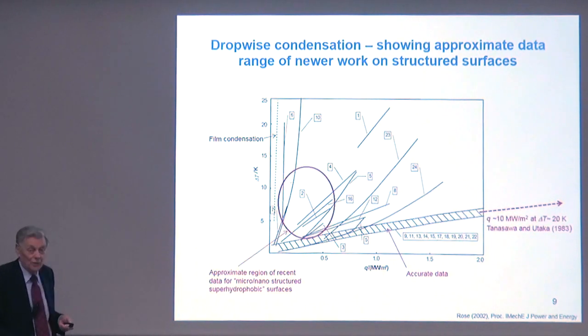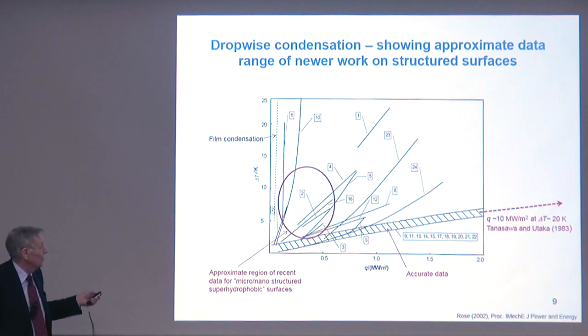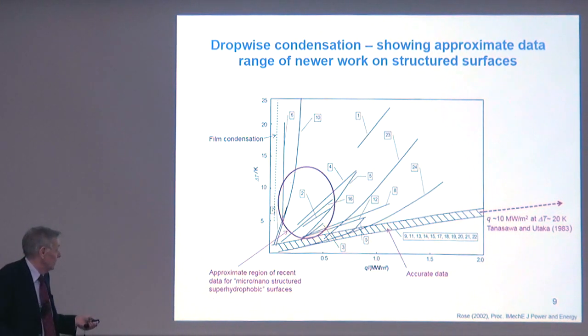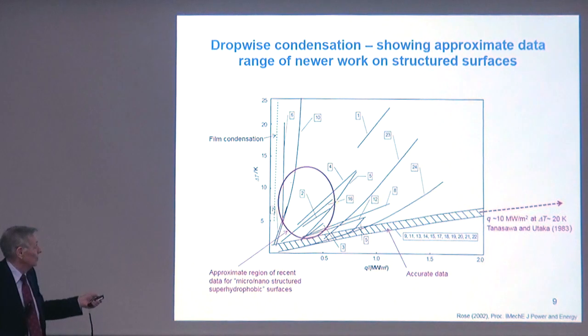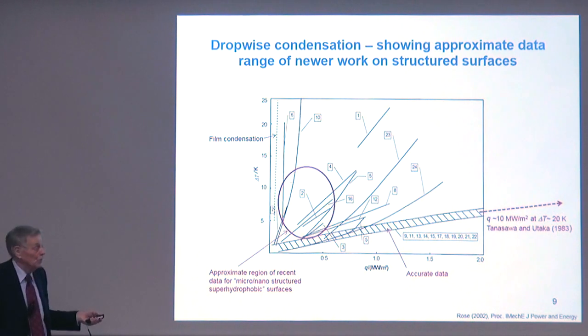Now, I'll come back to this later. This is the region containing the new data, or the recent data, for the so-called micro-nano structured superhydrophobic surfaces. Sounds very interesting and exciting, but as you can see, the delta T's are all much bigger than these. Heat transfer coefficients not so good.